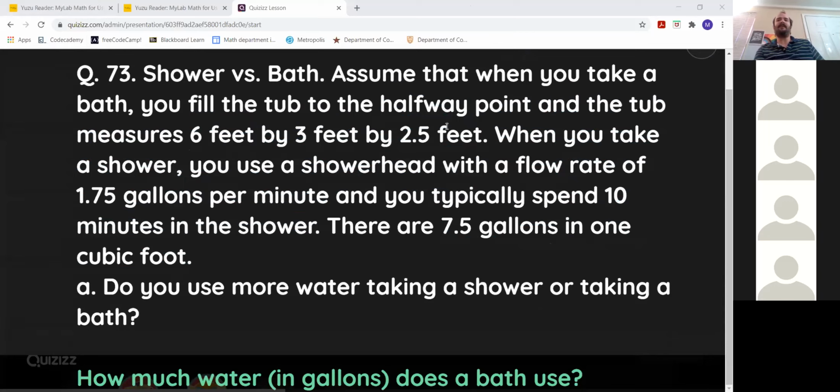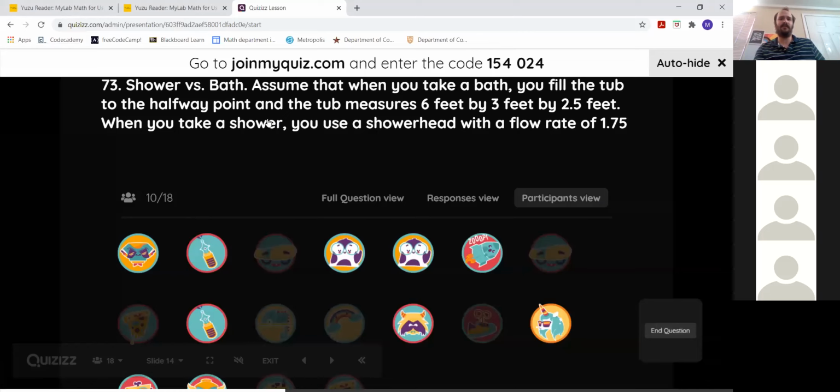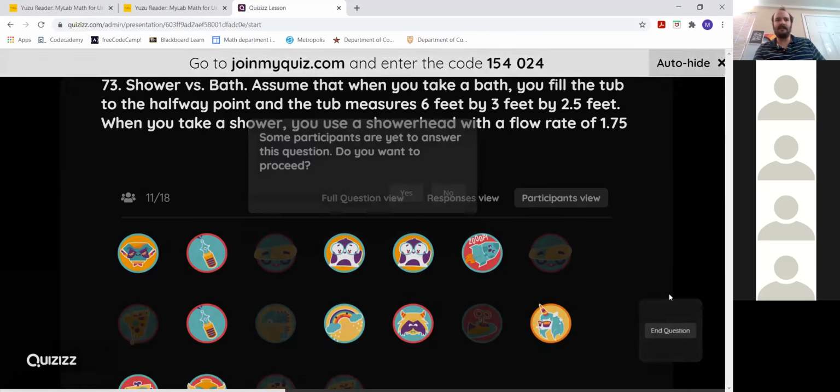So I believe we multiply these 3 to get what? The volume. We divide by 2 because we're only doing half. And then there are 7.5 gallons for every 1 cubic foot. So I believe we're multiplying by that last number as well. Okay, let's see where we're at.